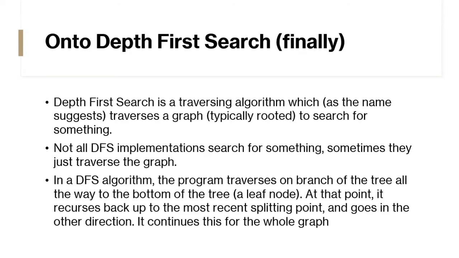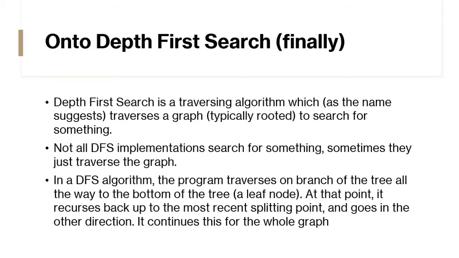So finally, we can move on to depth first search. Depth first search is a traversal algorithm, which, as the name suggests, traverses a graph. Typically, it's a rooted graph to search for something. Depth first search means that it's going to go as deep into the graph as possible, and then it's going to backtrack, and then go deep, and backtrack, and then go deep. If it doesn't make sense, it's okay. We're going to be talking about this a little more in detail.